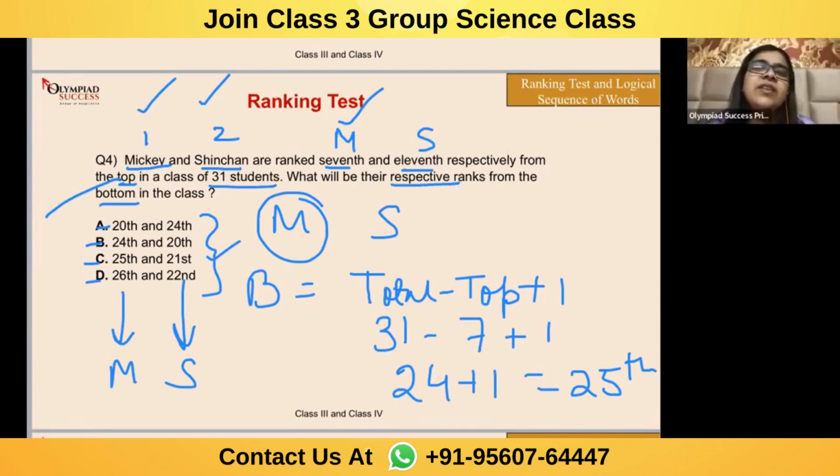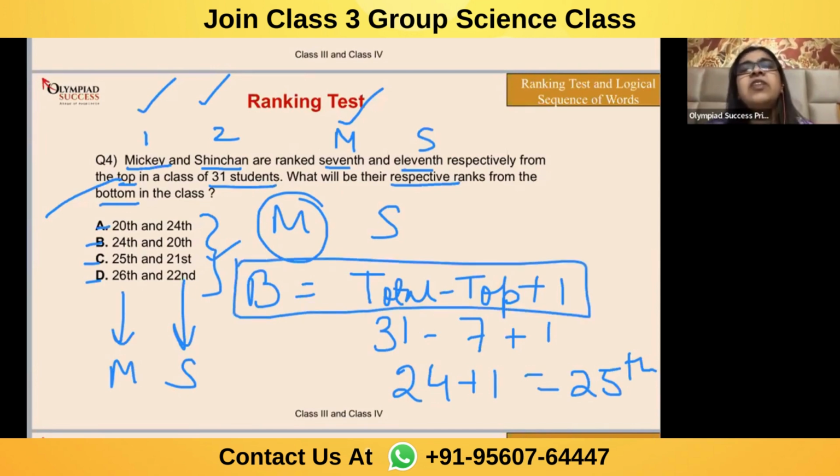See, this is where they are saying two people are there. Both the people have different ranks from the top in a class of 31 people. And they are asking you what is their rank from the bottom, Navya. So if you check your formula book, you will get a formula where if they are asking you the rank from the bottom, you have to take the total number of people, subtract the rank of one of them from the top, and then add one to it.